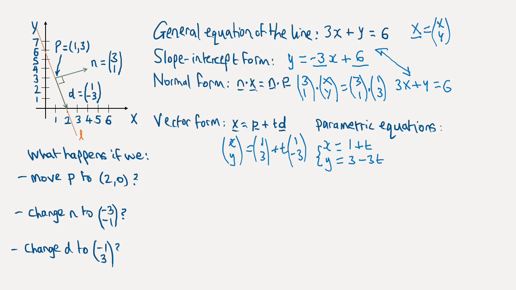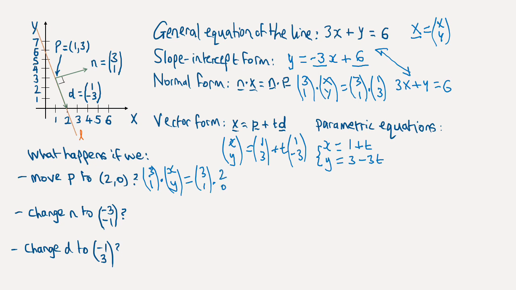What happens first if we move point P to 2, 0? Let's look at the normal form of the equation first. So we're going to stick with 3, 1 as the vector n, but we'll just move the point P. So we're going to have this as our normal form.